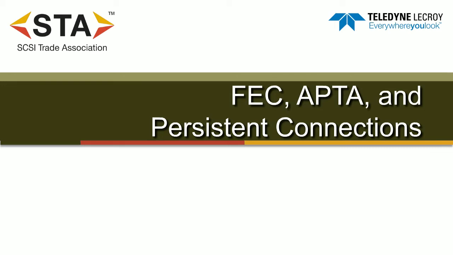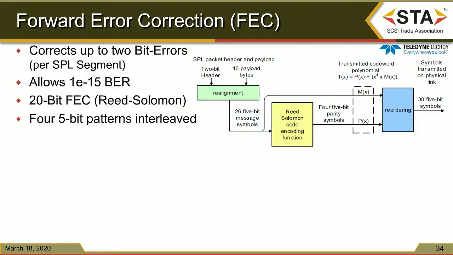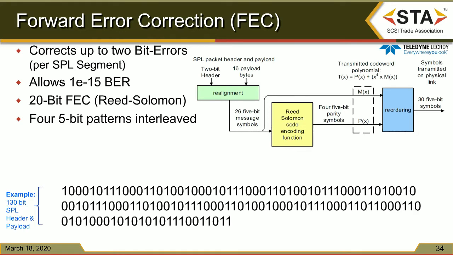Okay, just a few more key changes. FEC is new in SAS 4. The PHY committee determined that using FEC was really the only way to get to the 10 to the minus 15 on the bit error rate. So they add 20 bits of FEC to every SPL segment, which can now correct up to 2 bad symbols anywhere in the packet. So this provides added margin for loss in the channel.